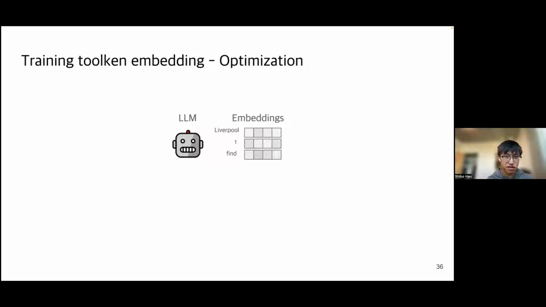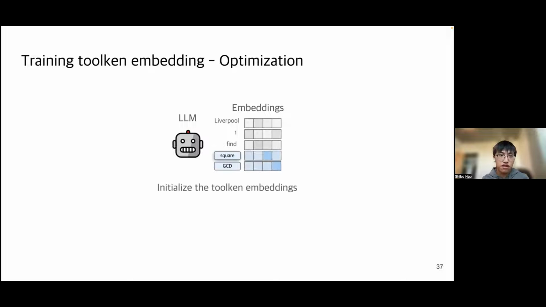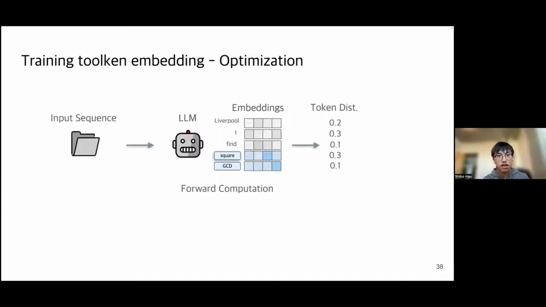Okay, and then let's take a closer look at what's happening during a training step. So at the beginning, we'll randomly initialize the embeddings for some tools and append them to the language model head. And as we mentioned, only these new token embeddings are initialized from scratch, and all the other parameters are kept frozen, which are the same as what the language models have in the first place.